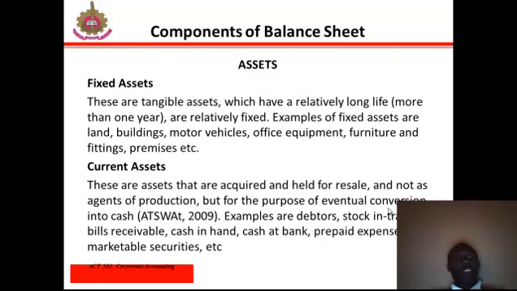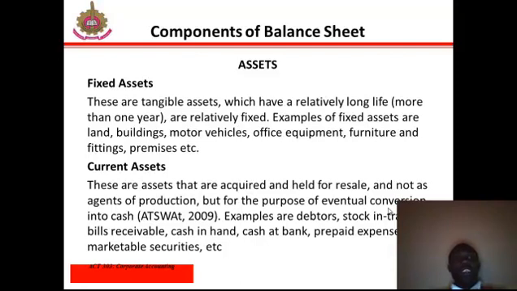Components of balance sheet. Under assets, we have fixed assets. These are tangible assets which have a relatively long life, more than 1 year, and are relatively fixed. Examples of fixed assets are land, buildings, motor vehicles, office equipment, furniture and fittings, premises.